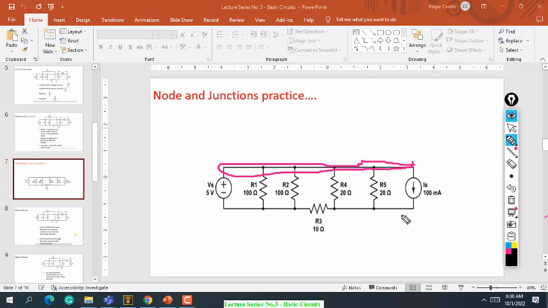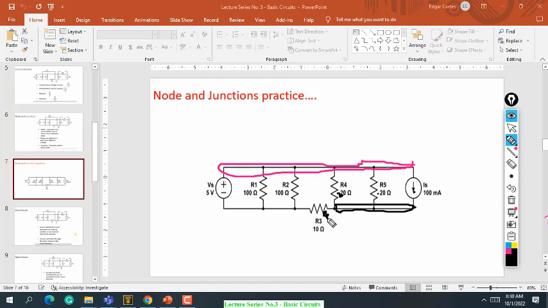Another node class is this one, no? This area. There are 1, 2, 3, 4. This is 1, 2, 3, 4, no?